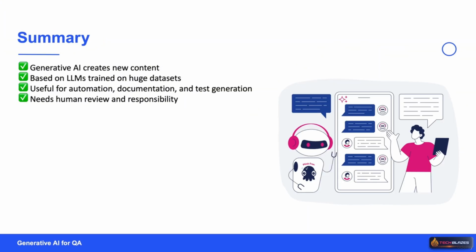So, to wrap it up, generative AI is about creating new content, not just analyzing it. It's built on powerful language models trained on tons of data. For us in QA, it's a way to automate the boring stuff and focus on real quality. But remember, it's not a replacement for your brain. It's a partner that helps you think faster, not an autopilot that replaces you. And that's what makes it so exciting.